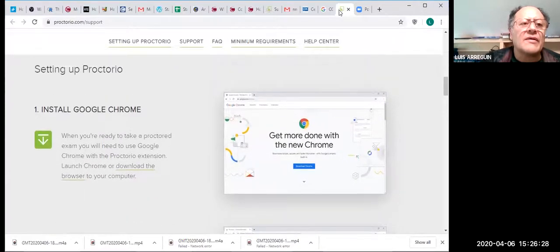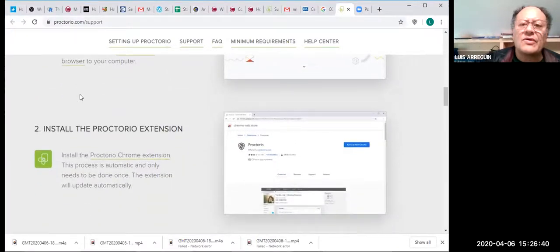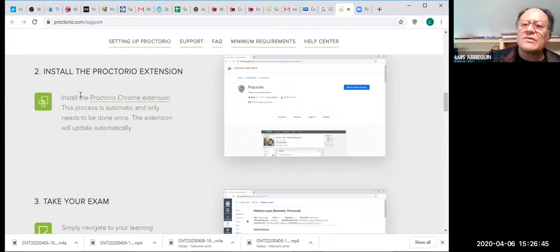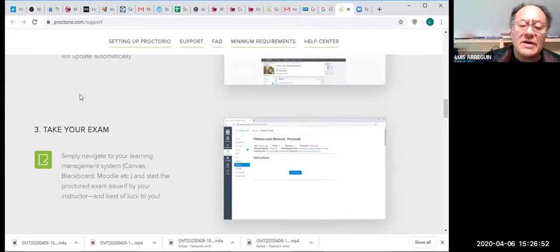So you have here setting up Proctorio. So you need to install Google Chrome on your computer, and then you're going to install the Proctorio extension. And once you have that, you're going to take your exam. So it's not going to be very easy. You're going to do it at home, comfortable. And this is going to be like another quiz that we have had online in the past. So I'm going to stop the recording for you to continue working.